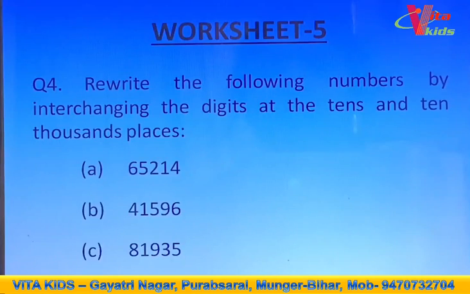Question number 4. Rewrite the following numbers by interchanging the digits at the tens and 10,000s place. A part 65214, B 41596, C 81935. Let us look at the first one again and see which digits are on the tens and 10,000s place. We have 6 in the 10,000 place and 1 in the tens place. All you have to do is interchange the place of 1 and 6 and write the new number that is formed. This brings us to the end of the worksheet.